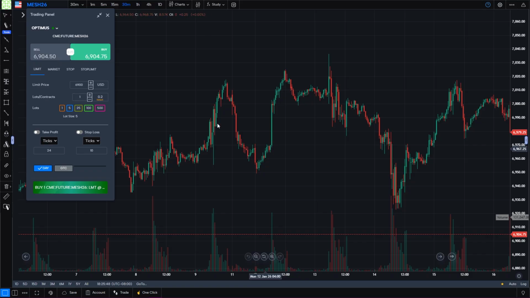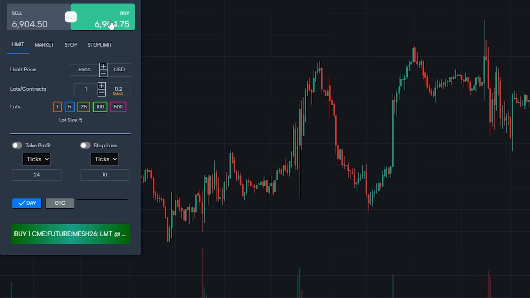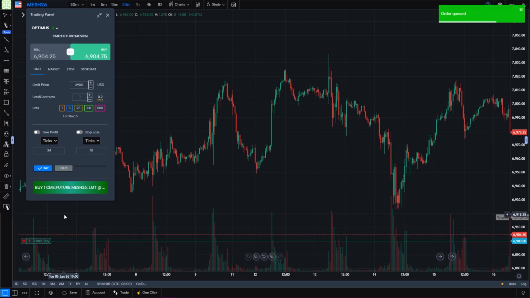To place a buy limit order, we would make sure that buy is selected and that we're on limit, and we would want to come below the current traded price, specify the size, and then just click on this button here at the bottom to execute that order. And now we have a limit buy for one micro contract at 6,900. To cancel it, just click on the X.